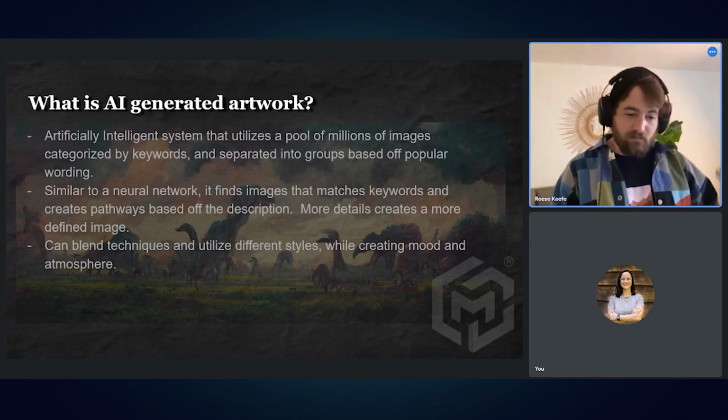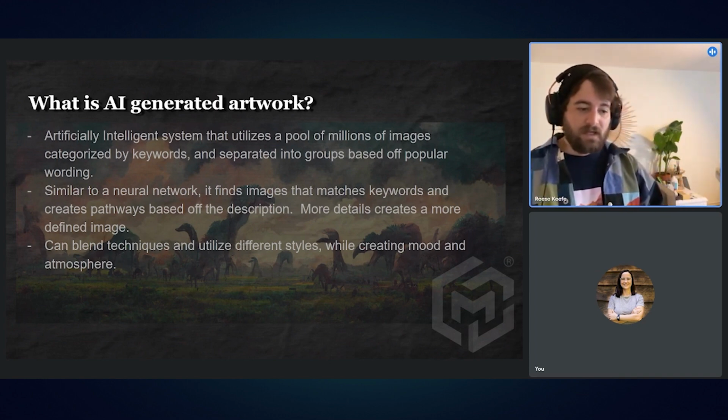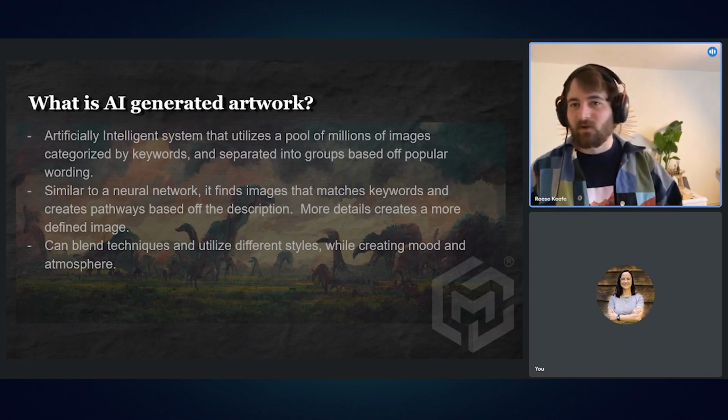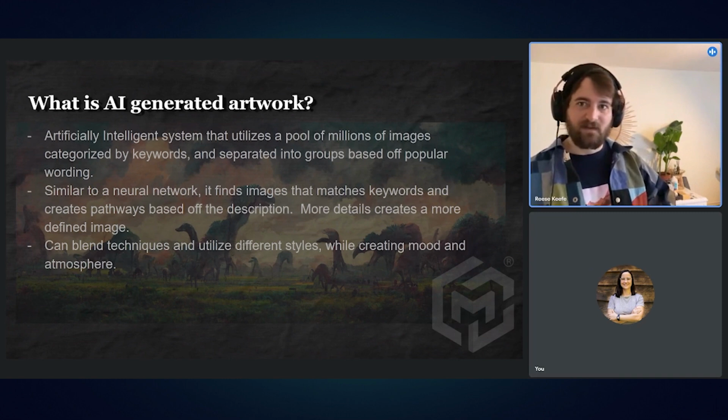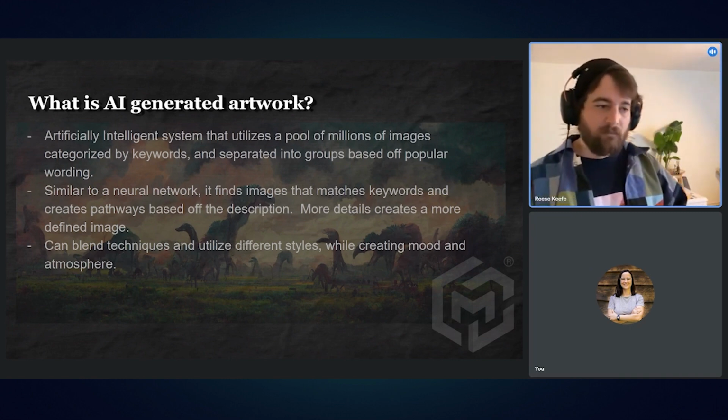What's really nice is it can blend techniques. It can use different styles while creating mood and atmosphere. So like, let's say I wanted Jurassic Park, but I wanted it to be more cartoony, while keeping that kind of scariness. AI can give me a little picture of that.